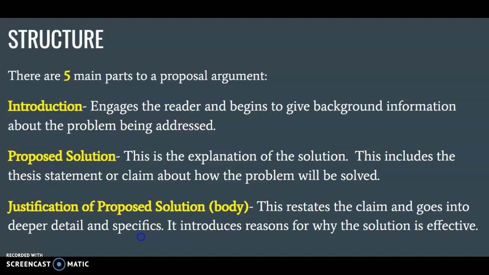From there, you would go on to the proposed solution. This is the explanation of the solution. So this would include your thesis statement or claim about how the problem will be solved. From there, you have justification of proposed solution, which is basically the body of the paper, where you will restate the claim and go into detail about specifics. So this would be your supporting reasons, and it introduces reasons for why the solution is effective.